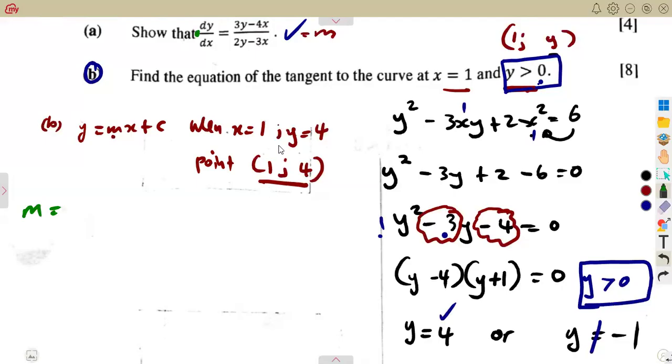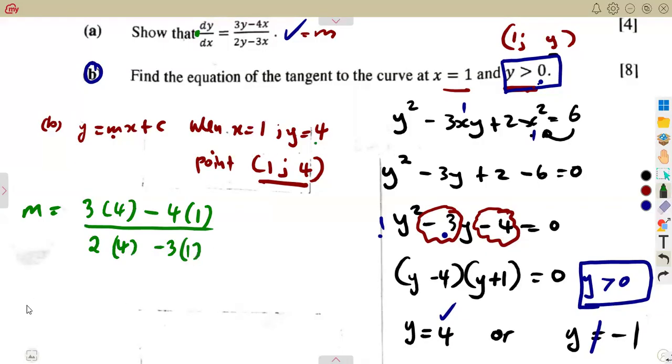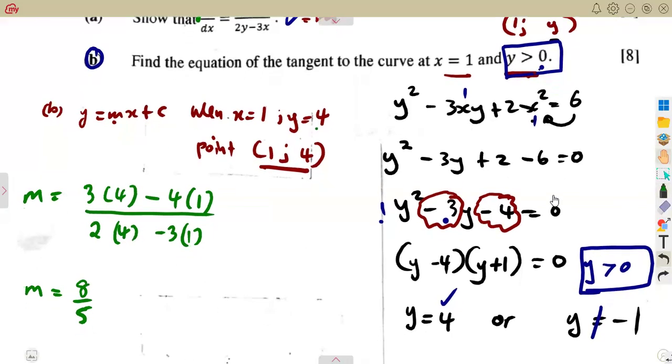That is representing our gradient expression. By substituting the value of y, which is 4, that's 3 times 4 minus 4 times x, and our x is 1, everything over 2y minus 3x. So that is 2 times the value of y, remember y is 4, minus 3 times x, and our x value there is 1. So our m is going to give us what? If you simplify properly, that gives you 8 over 5. This is the gradient. We have a point.